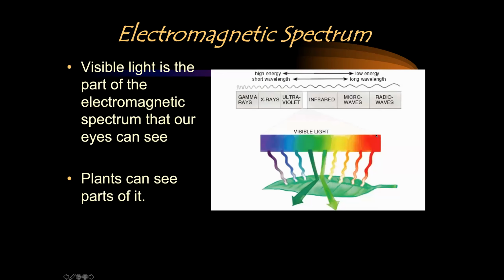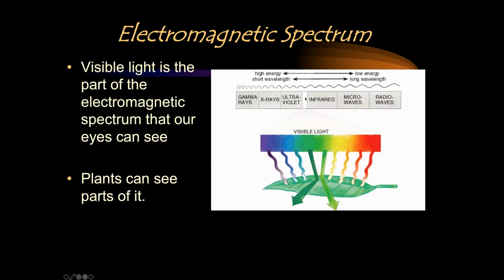Now, this is an illustration of the electromagnetic spectrum, which goes from low energy on the right to high energy on the left. And that corresponds to long wavelengths on the right and short ones on the left. So these are the long wave radio waves, microwaves, infrared waves, ultraviolet, X-rays, and gamma rays are the shortest in length and the highest in energy.